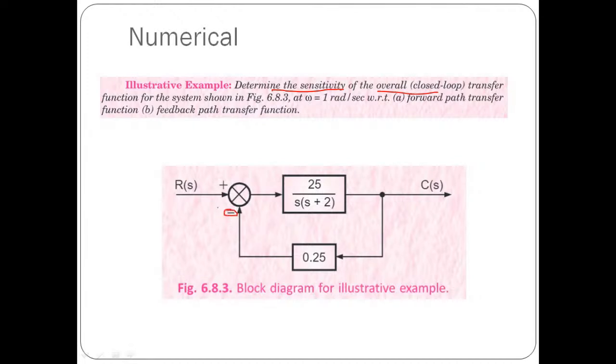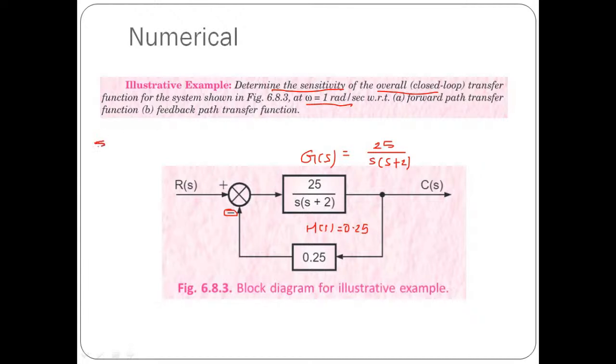This is very important: the forward path gain G(s) has the value 25 divided by s(s+2), and the feedback path gain H(s) equals 0.25. Our objective is to determine the sensitivity of the system at omega equals 1 radian per second with respect to the forward path function and with respect to the feedback path transfer function.